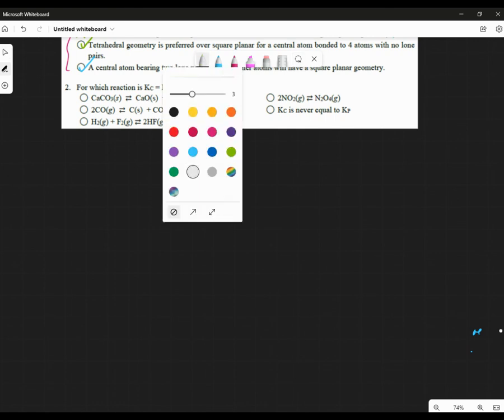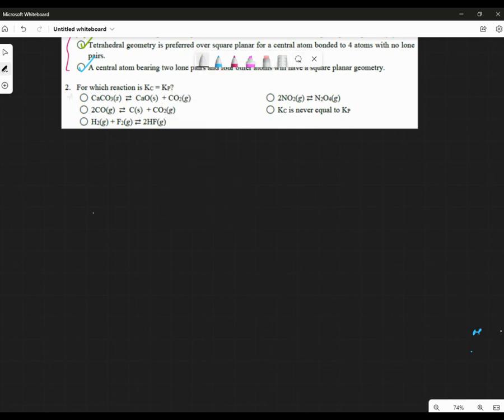Right, now let's have a look at this one. I'll call them A, B, C, D, and E. For A, let's look at the Kc. Kc is just the concentration of the carbon dioxide, because we don't put solids in these things; solids don't have concentration. So Kc equals that. Kp will equal the partial pressure of the carbon dioxide. They're not the same as each other, so that one's wrong.